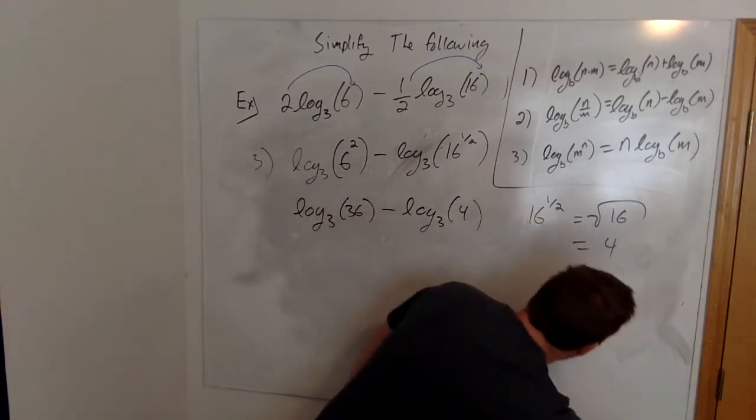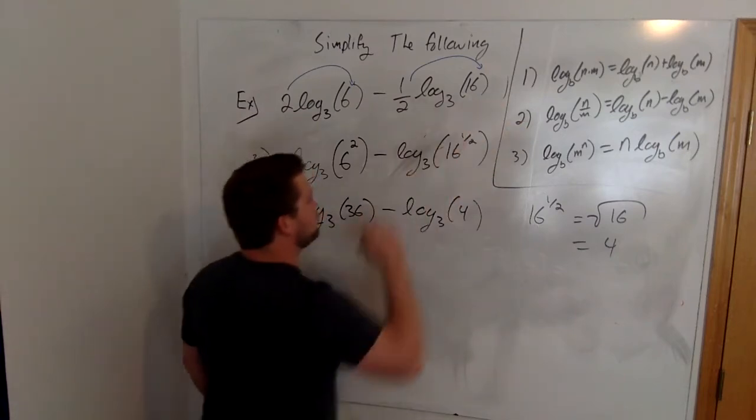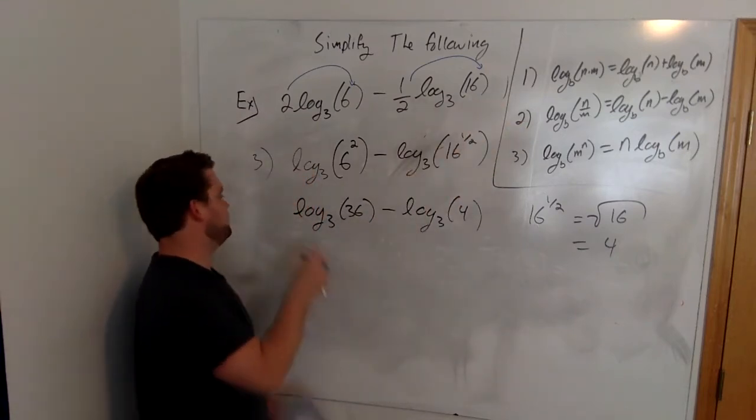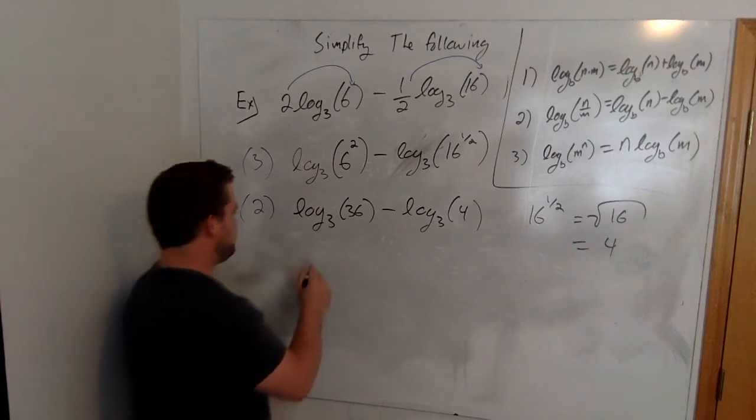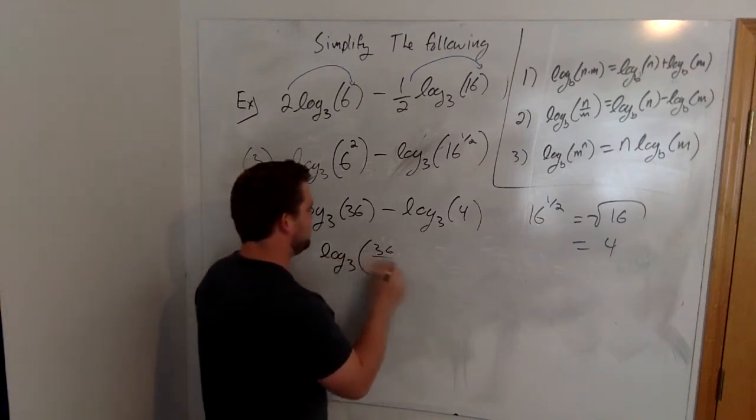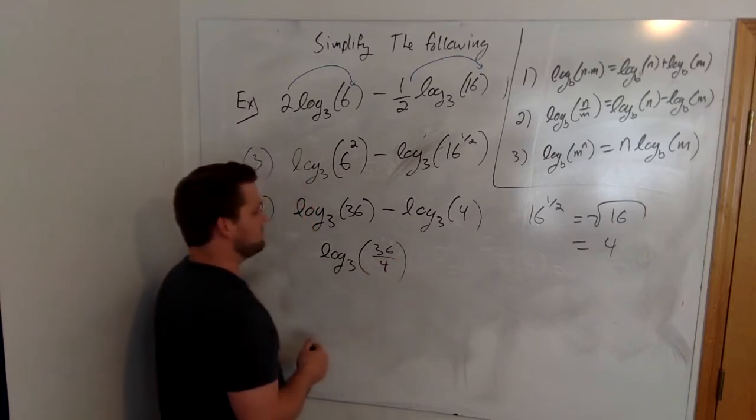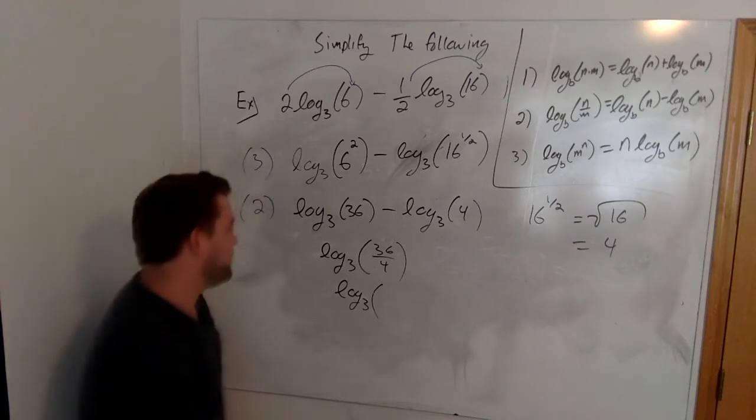But for these specific problems, well, I think using log rule 2, subtraction corresponds to division, will hopefully help us in this problem. So using rule 2, we have that this is the same thing as log base 3 of 36 over 4. So I can divide. So this is the same thing as log base 3. What's 36 divided by 4?